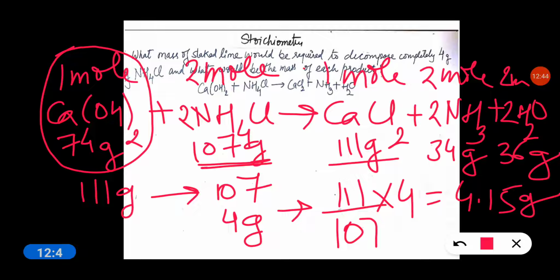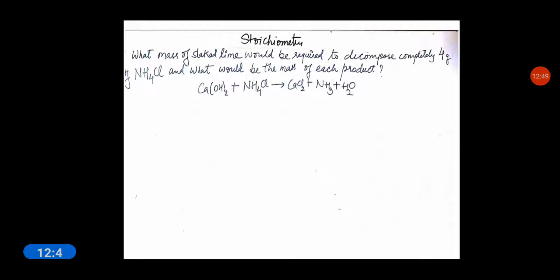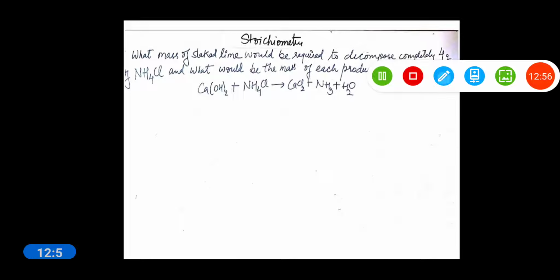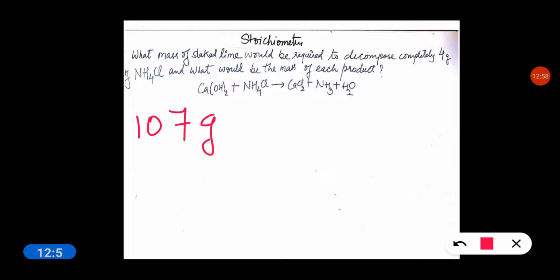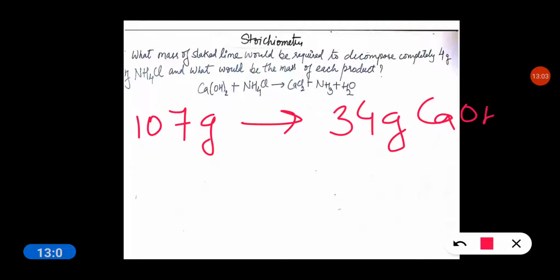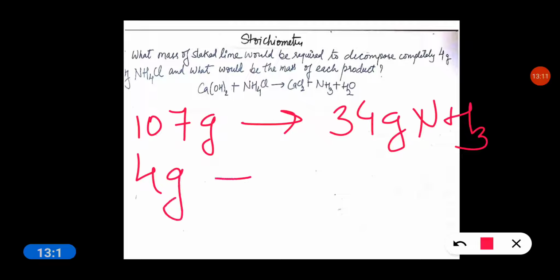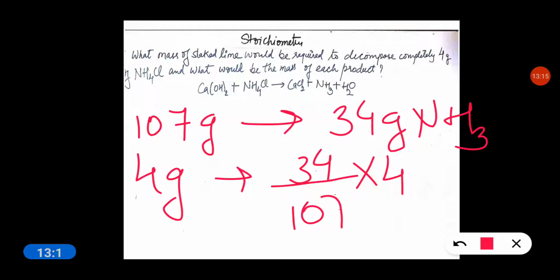Next, in the same way, for calculation of ammonia. 107 gram NH4Cl gives 34 gram of ammonia. So for 4 gram it will be 34 upon 107 multiplied by 4. You will get 1.271 gram.